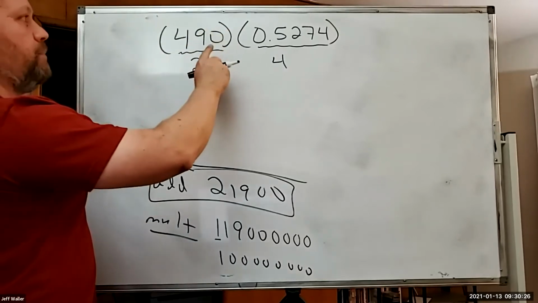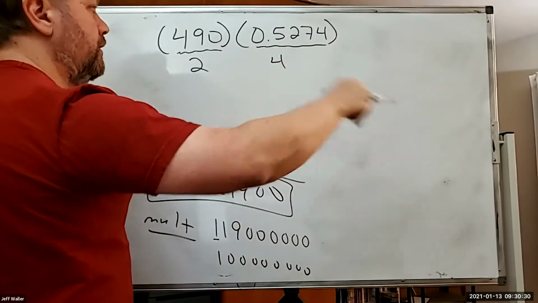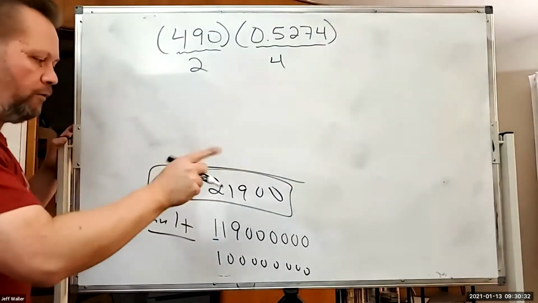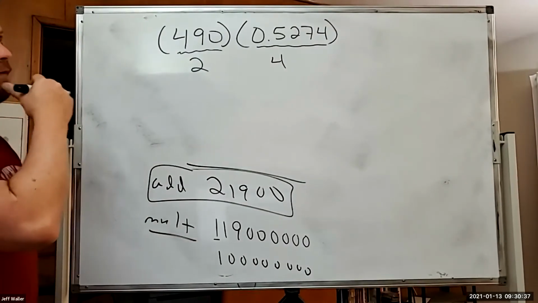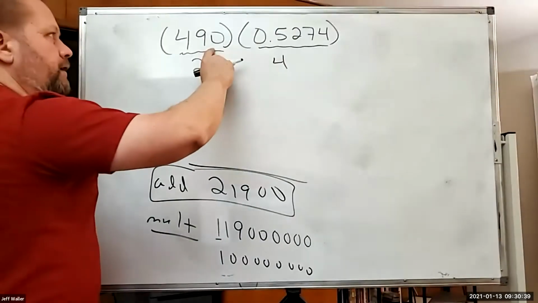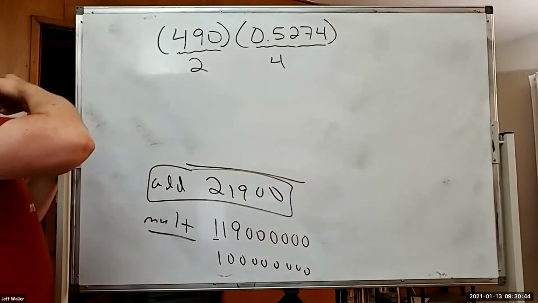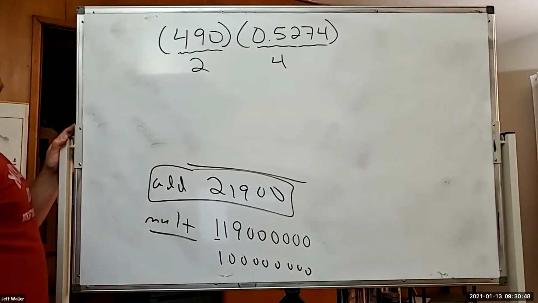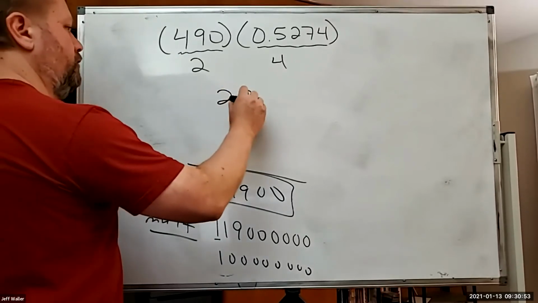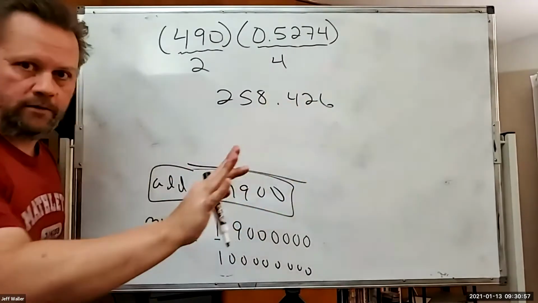Now, the next step then is just to throw this in the old calculator and write down what you get. And then the last thing we worry about is rounding it to the right place. So somebody help me out. What do you get when you multiply 490 times 0.5274? I would guess 249. 258.426. That's bad, Jeff. What is it? 258.426. All right, cool.